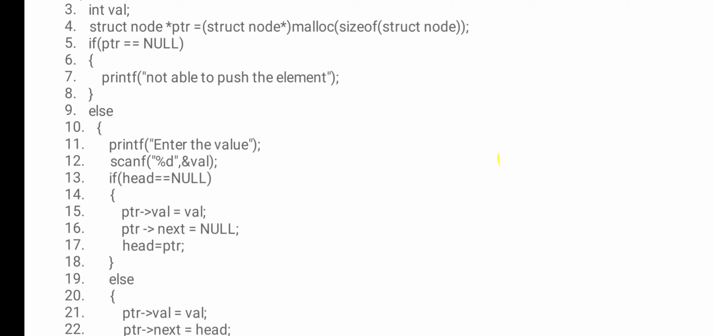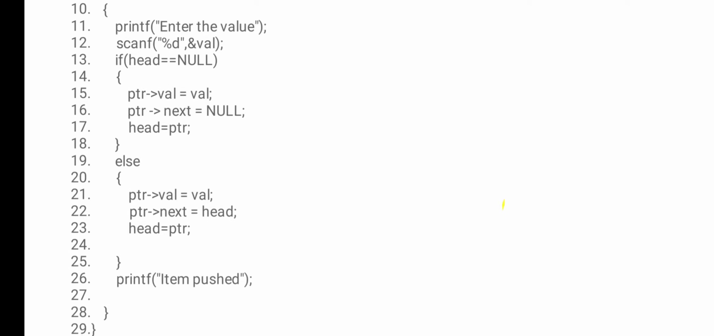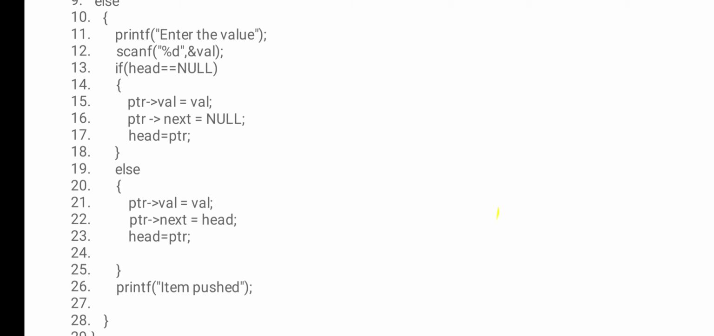See, next, if pointer is equal to null, simply it is not able to push the element. It simply means you are unable to push an element into the stack. Null means 0. Else, if it is possible to insert an element into the stack, printf enter the value, meaning whatever value you want to insert into the stack, you have to enter it, and that value is stored at val.